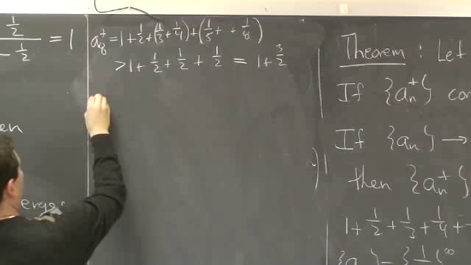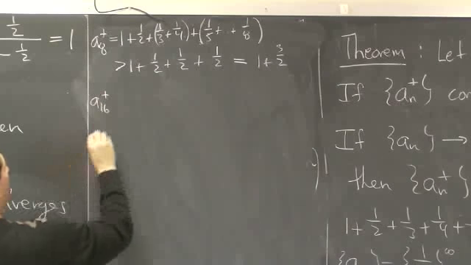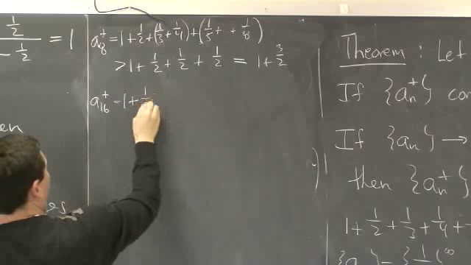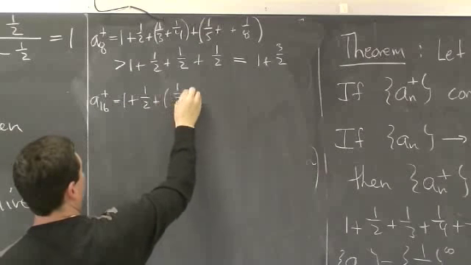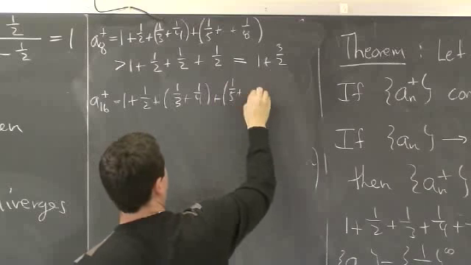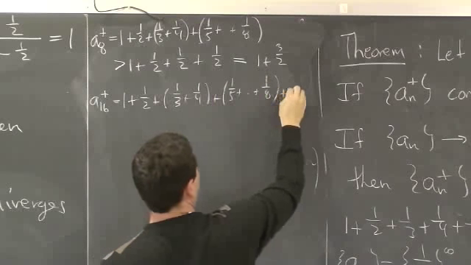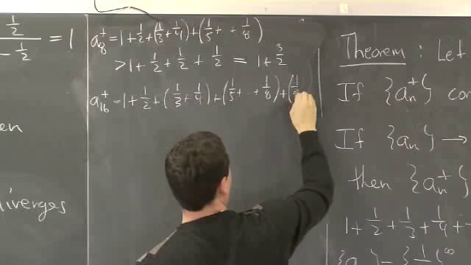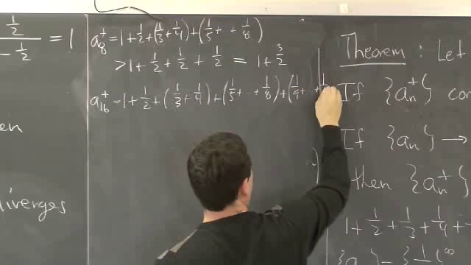Now let's go to A16 plus. If I do that, I get 1 plus a half plus a third plus a fourth plus a fifth up to an eighth plus, and now I have a ninth up to a 16th.